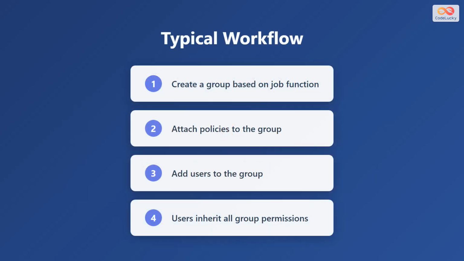Let's walk through a typical workflow for using IAM groups. Step 1. Create a group based on job function, such as developers or admins. Step 2. Attach policies to the group that define what permissions the group should have. Step 3. Add users to the group. Step 4. Users automatically inherit all group permissions. This workflow makes it easy to onboard new team members and manage access consistently.